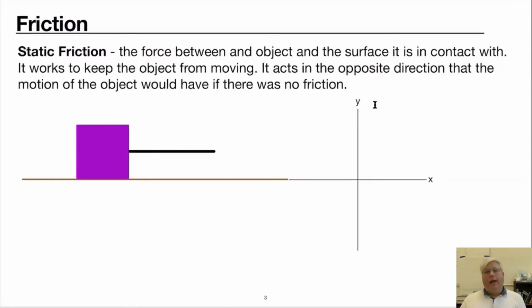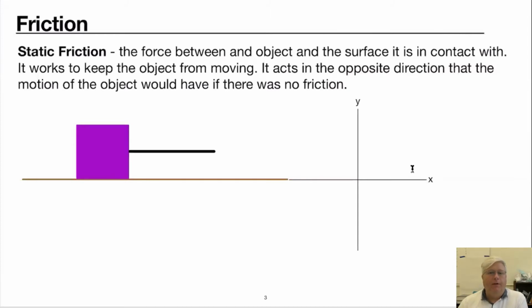And the direction it acts in is always opposite to the direction the object would move if there was no friction. So for instance, if you parked on a hill and didn't have the parking brake on, the car would roll down the hill. And so the direction that the static friction acts in is up the hill, right? Trying to prevent the car from rolling down it.